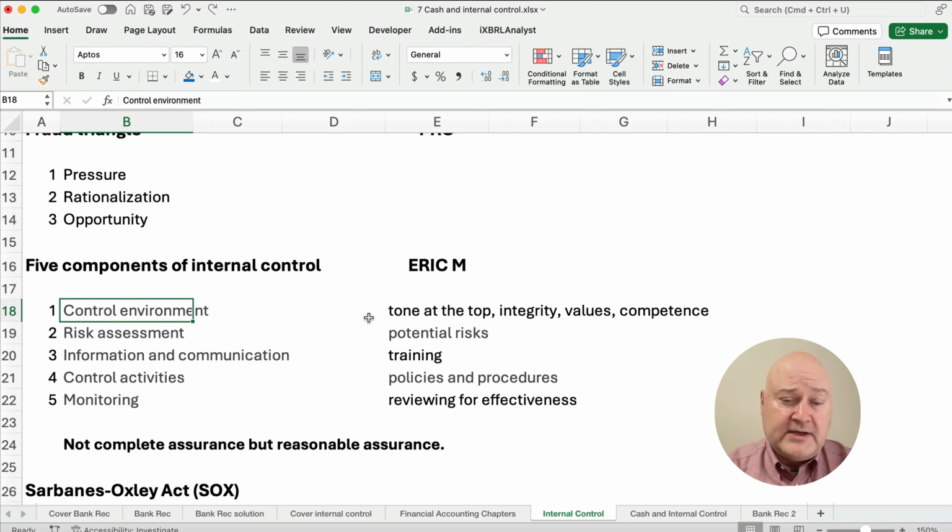And then monitoring is where you review it for effectiveness. It could be continual monitoring. It could be periodic monitoring. Every month we go and review, are the things we're doing effective?